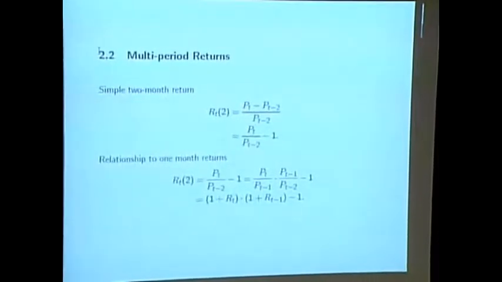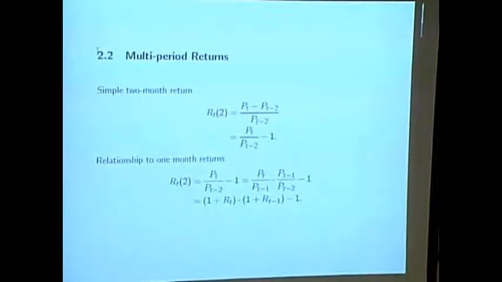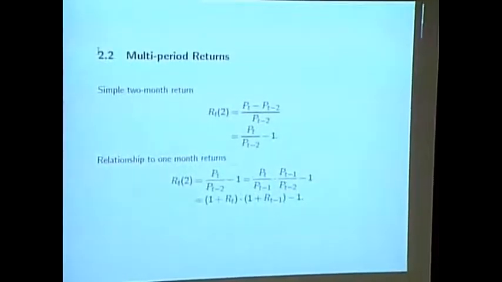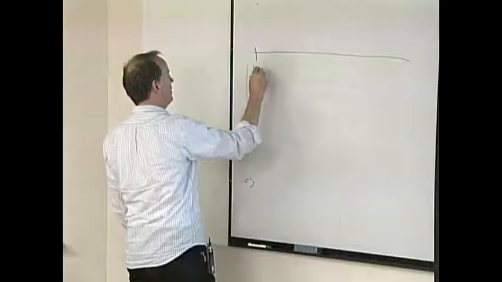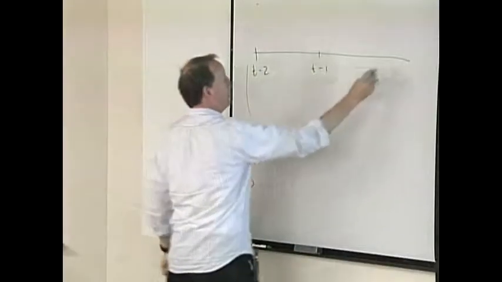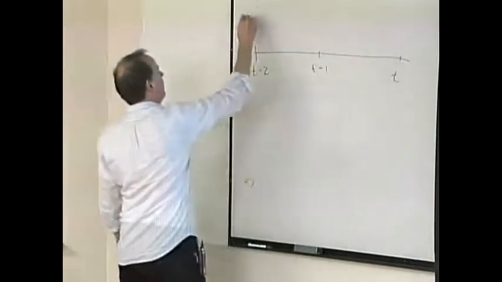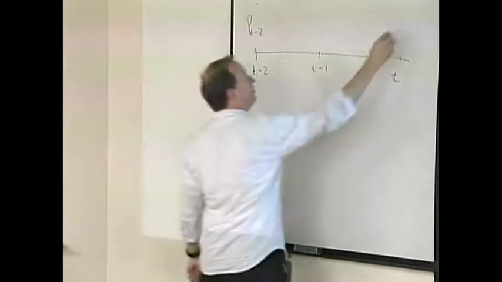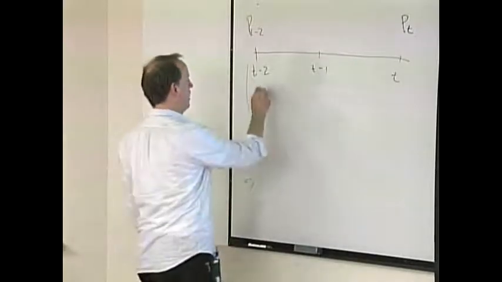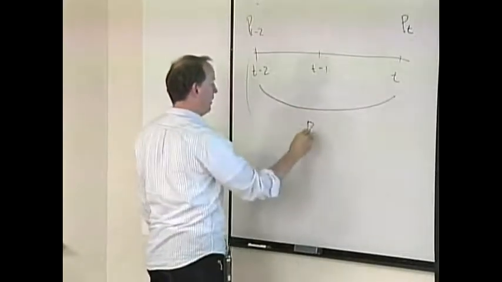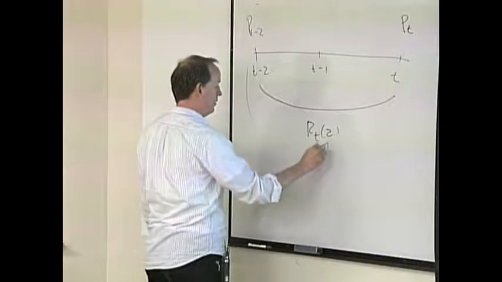So now the idea is I have my investment horizon. Here's t minus 2, t minus 1, and t. I buy it for P_{t-2}. I sell it for P_t. What is my percentage change in price? Over the whole period, I have a 2-period return.